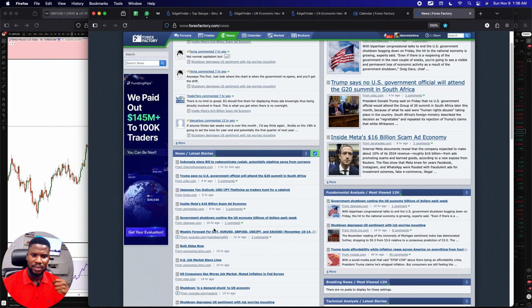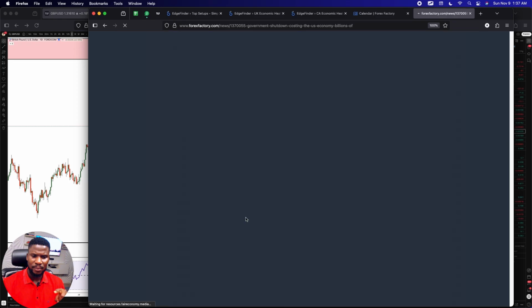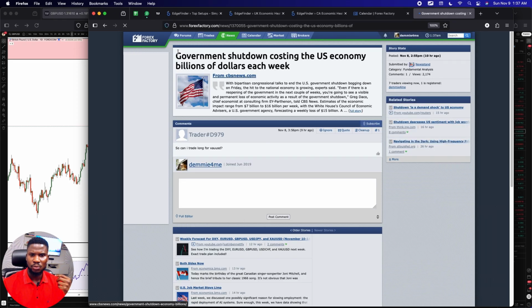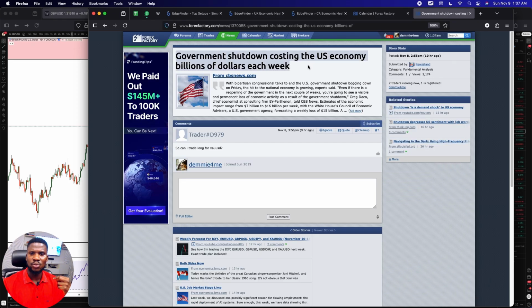Okay, but there was a report on the shutdown. I think this is something that might be quite interesting to read. Government shutdown costing the U.S. economy billions of dollars each week. See, this is a testament to what I'm saying. Let's quickly take a read. Okay, with bipartisan congressional talks to end the United States government shutdown bogging down on Friday, the heat on the national economy is growing.